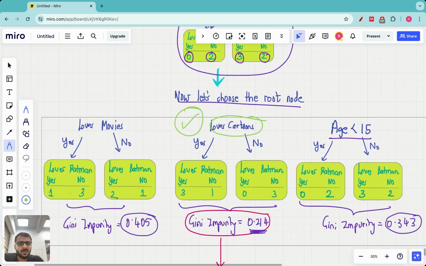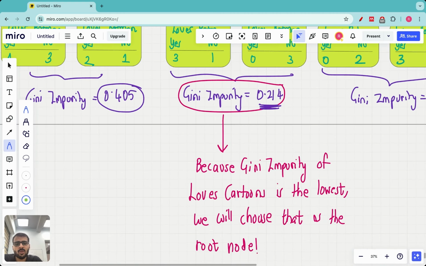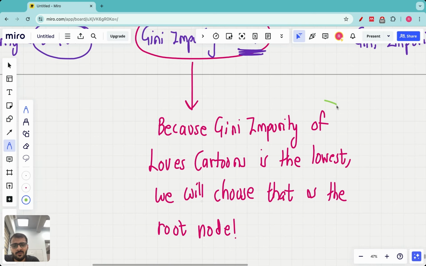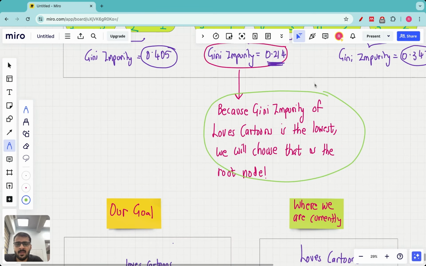This should really be the question which you should be asking at the root node. And we have proved that right now through the mathematical metric of Gini impurity: you should not ask the loves movies or the age question at the start because they lead to higher impurities than if you ask the loves cartoons question at the start. So because the Gini impurity of loves cartoons is the lowest, we have selected that as the root node.